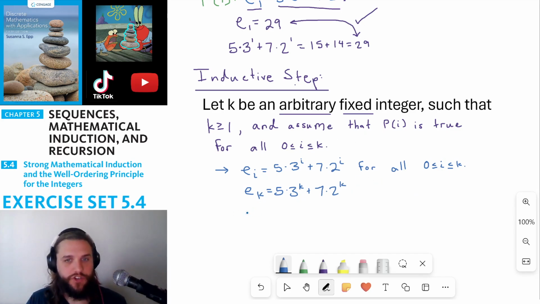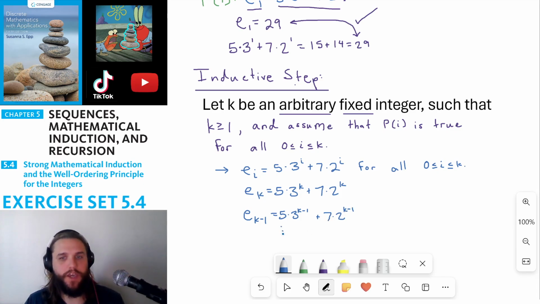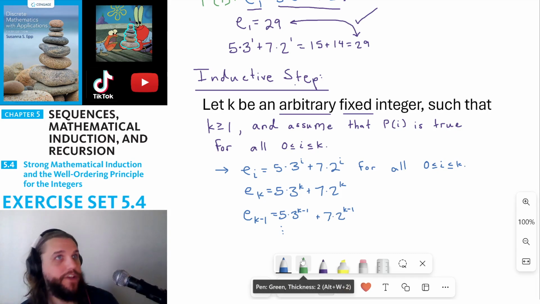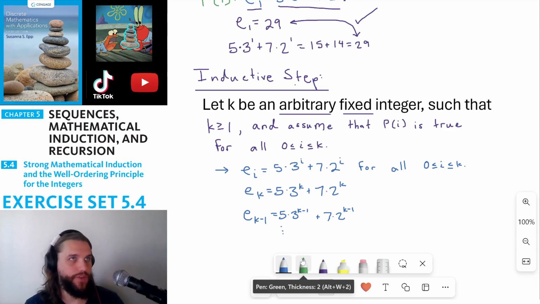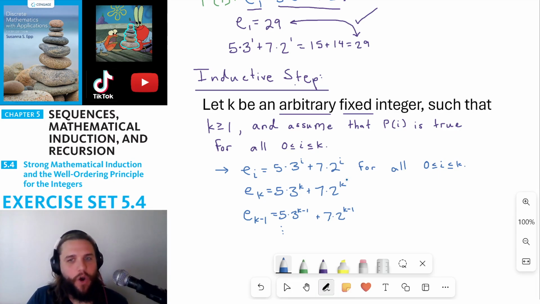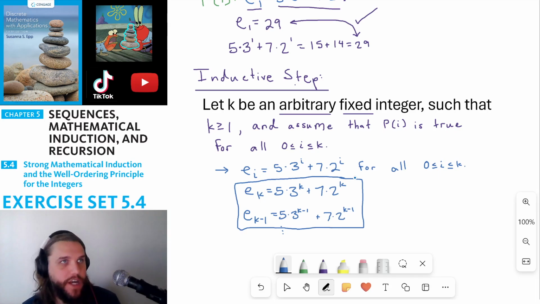So we're assuming that this is true, but we're also assuming that E sub k minus 1 equals 5 times 3 to the k minus 1 plus 7 times 2 to the k minus 1. And we're also assuming this statement is true for k minus 2 and k minus 3. And we're assuming this all the way down to i equals 1 and i equals 0. However, for this proof, because we're using a recurrence relation where each term is determined by the previous two terms, it turns out that we only need these two parts of the inductive hypothesis.